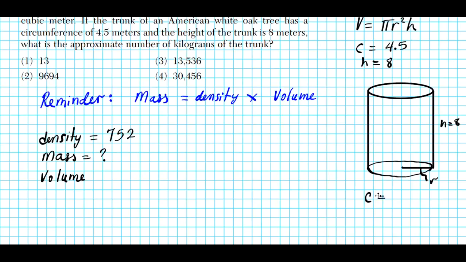Now, what is the formula for the circumference of a circle? Circumference in terms of the diameter is just π times the diameter, okay? And we know the diameter is twice the radius. So C = πd, or C = 2πr. We're going to be looking for r so that we can determine what the volume is. The circumference is 4.5. 4.5 equals 2π times the radius.